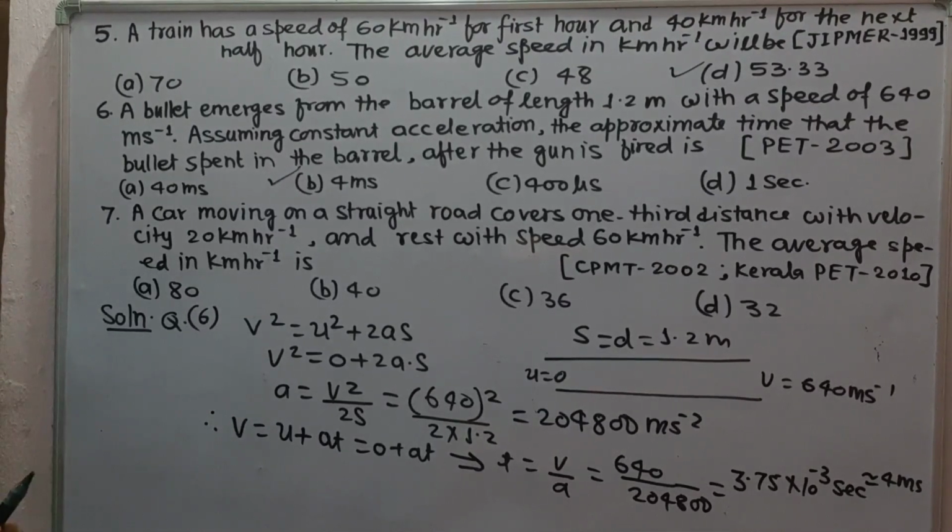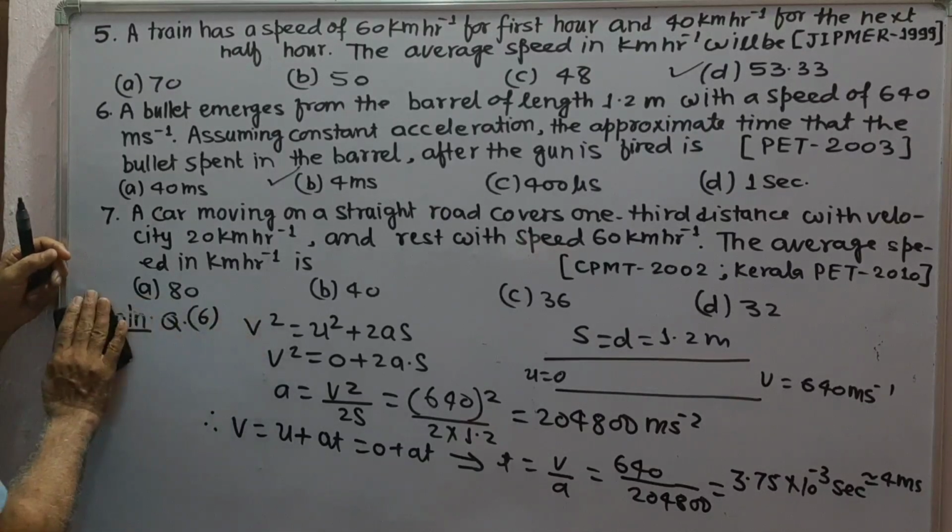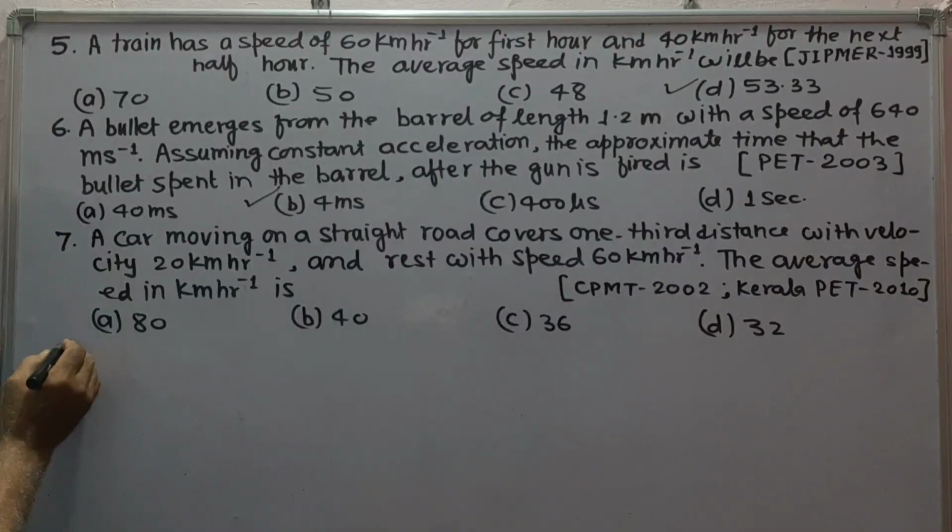Next question number 7. The question is: a car moving on a straight road covers 1/3 distance with velocity 20 km per hour and the rest with velocity 60 km per hour. The average speed in kilometer per hour is. These are the options. Now solution to question 7.